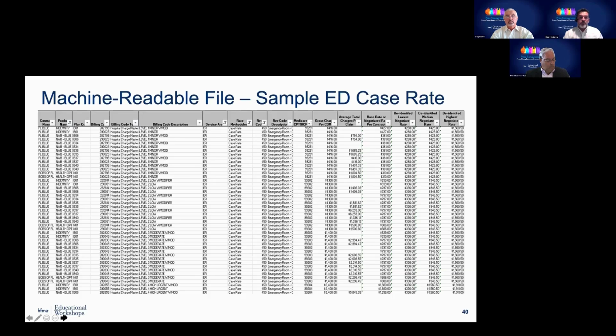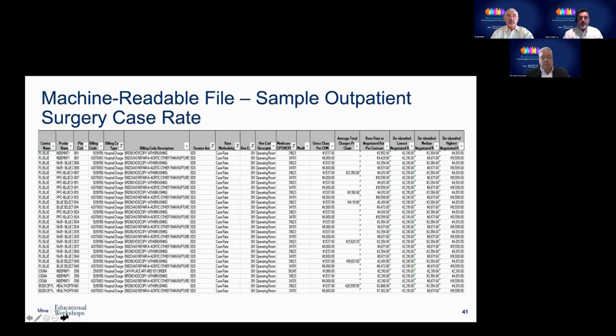And then similar to the ED case rate, this is an example of an outpatient surgery case rate. And again, note that we have disclosed the outpatient service area, the rate methodology, and the negotiated rate along with the required description, HCPCS code, and the identified max and mins.